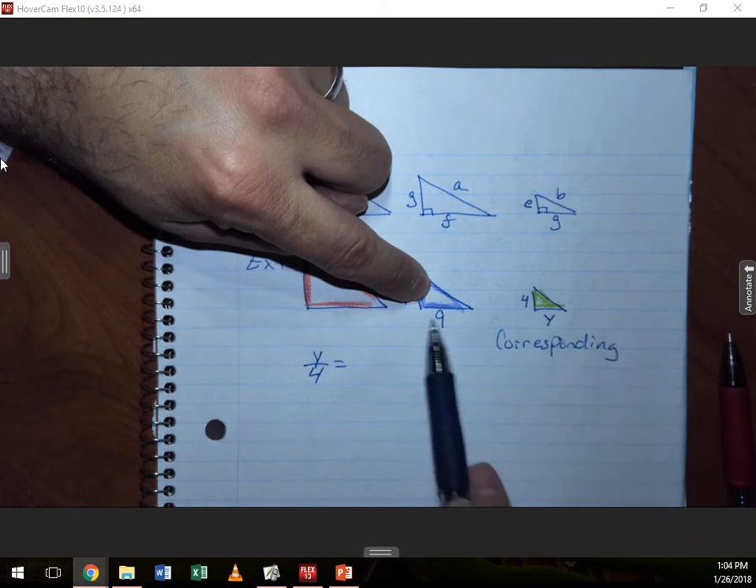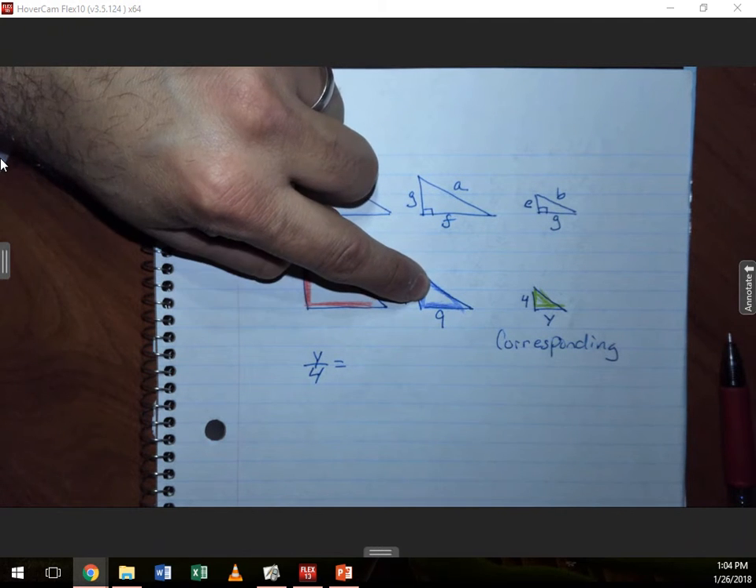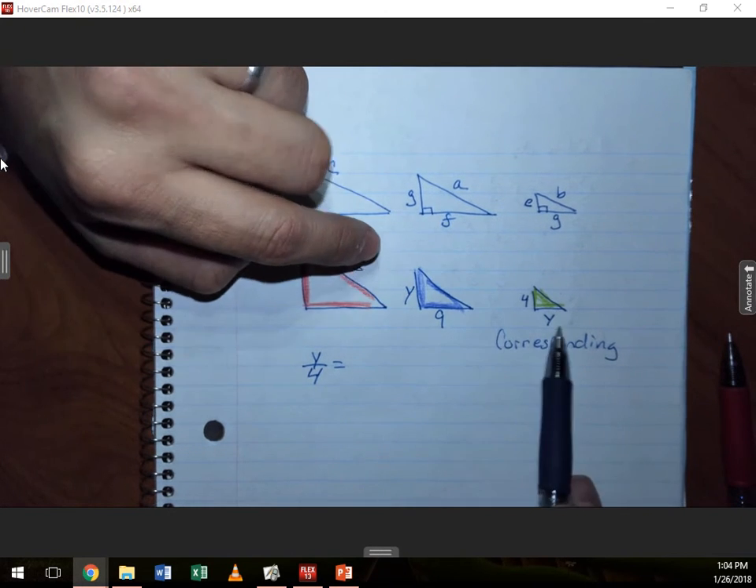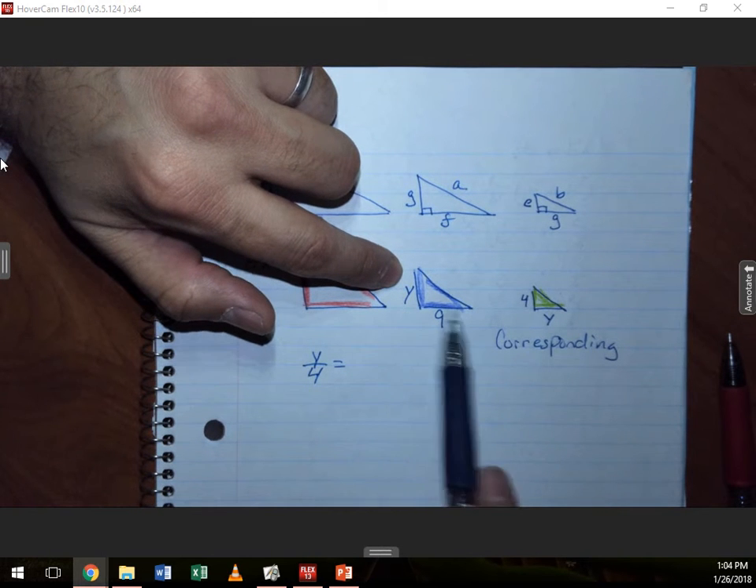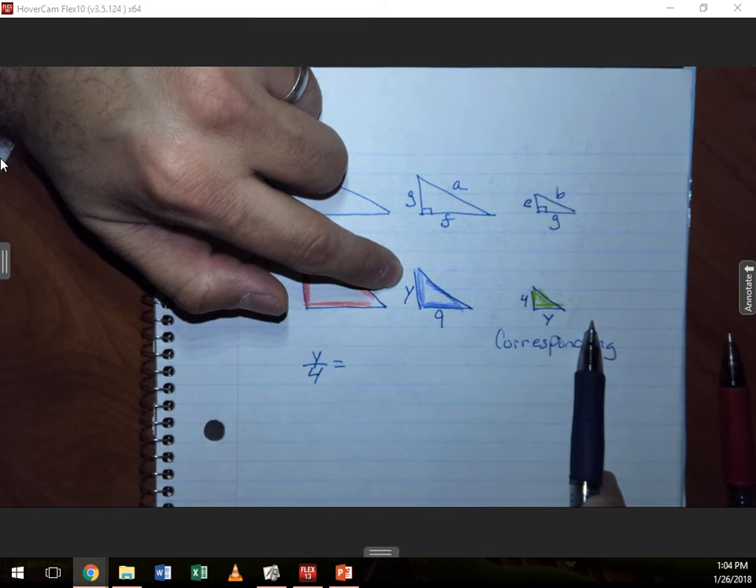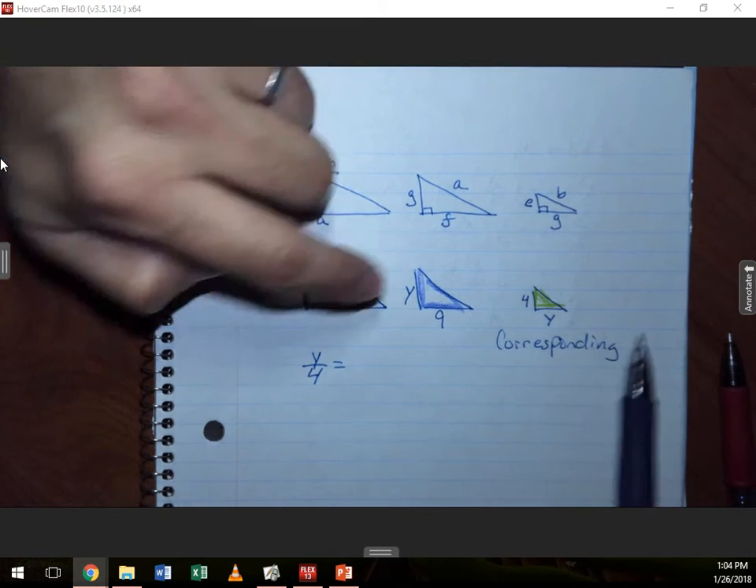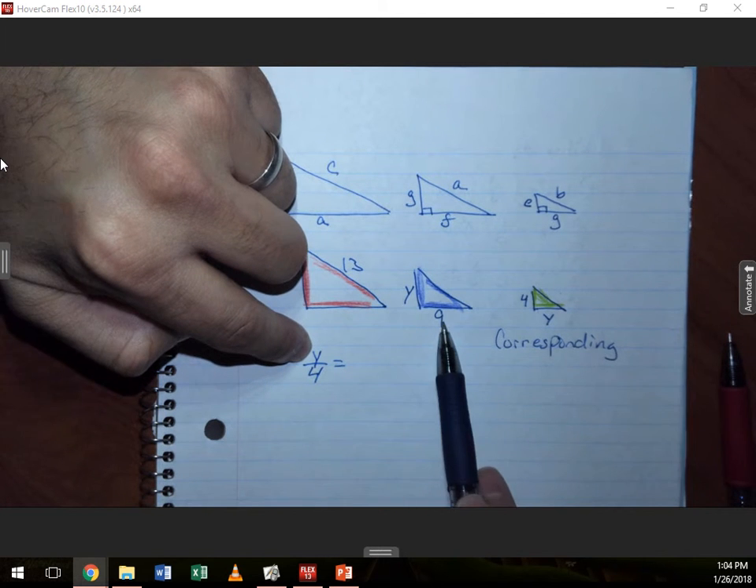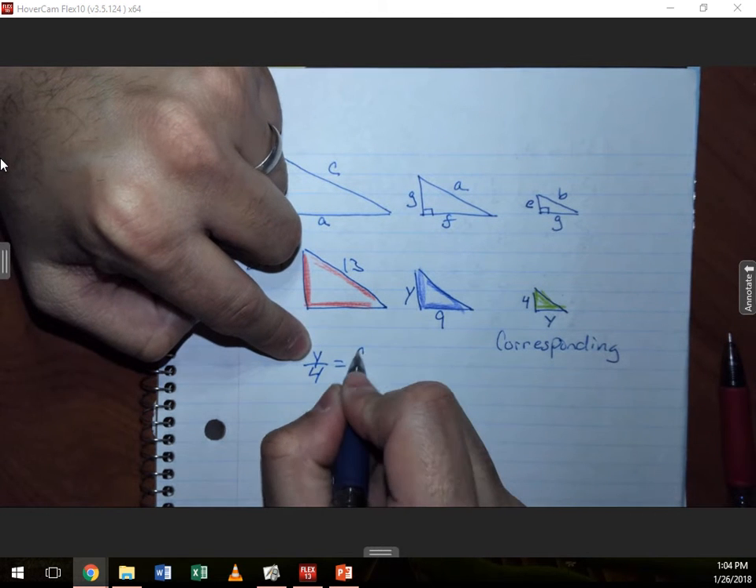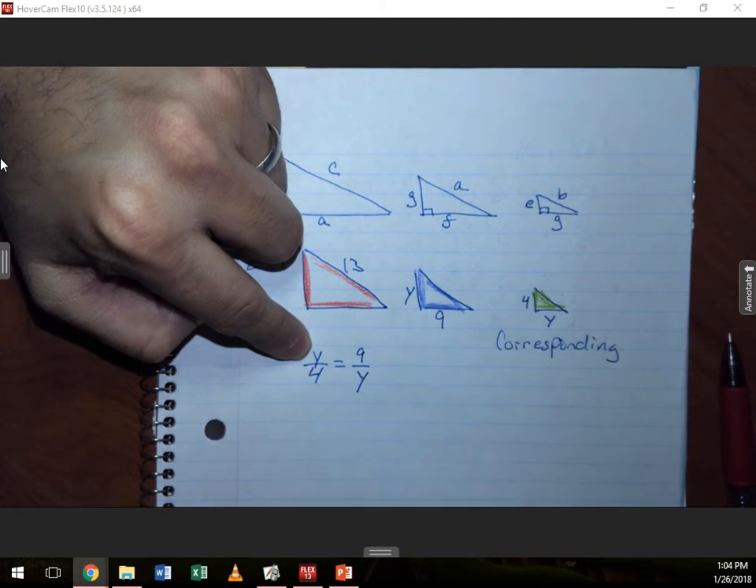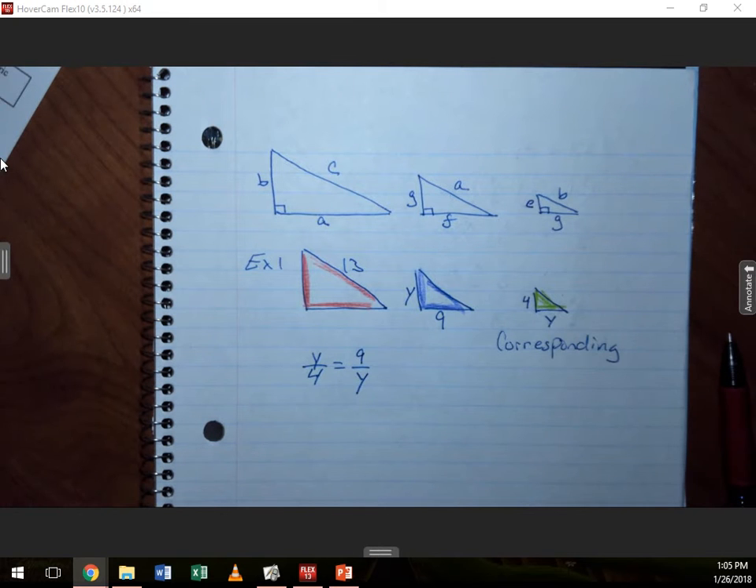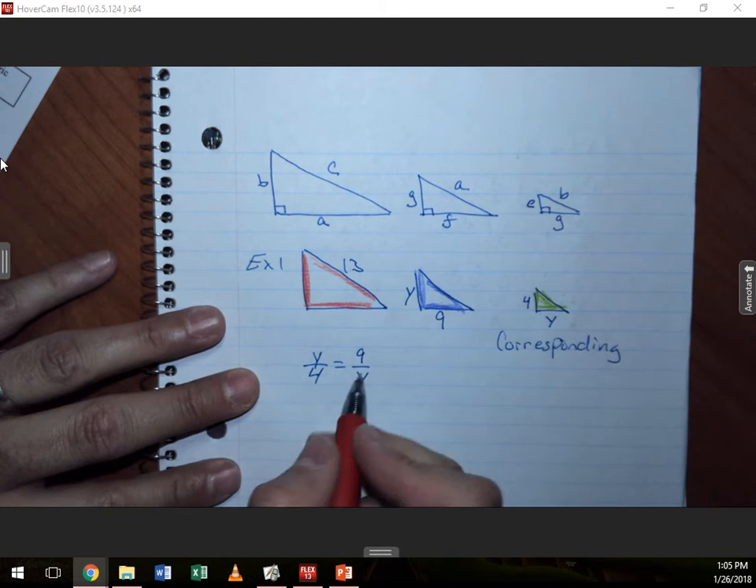9 over y. Are they corresponding to each other? Yes, they correspond to each other. So I have short leg, long leg. Short leg, long leg. Those go together. So I'm going to put equals 9 over y. I get 9 over y there. Right? Cross products. So now I'm going to multiply by cross products.